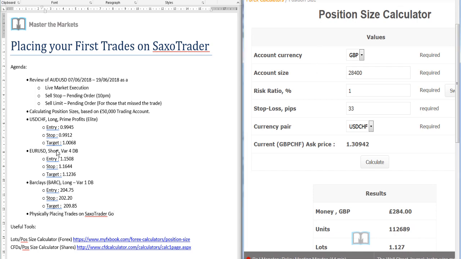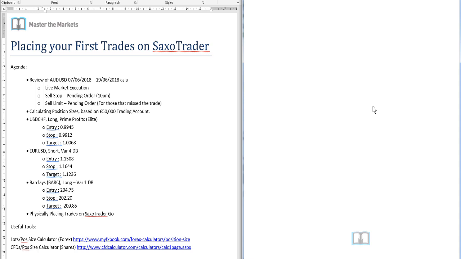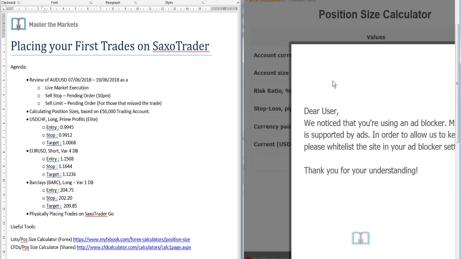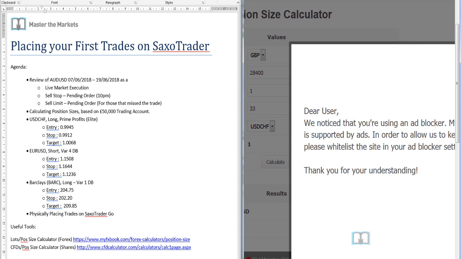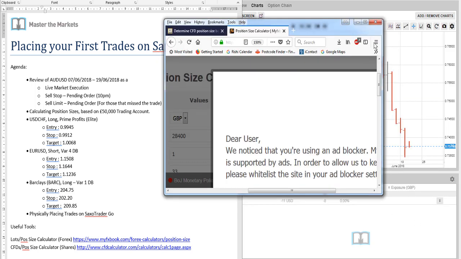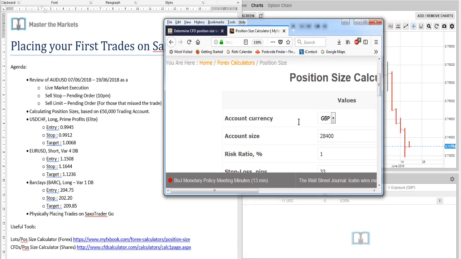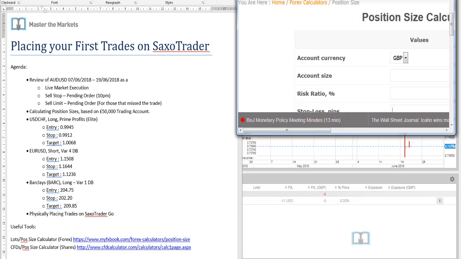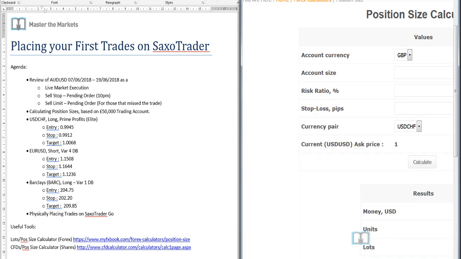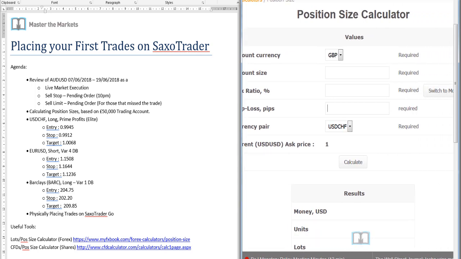Let's go to the position size calculator, and we can see that I'm going to just refresh this just there, and there we go. That will give us a nice blank screen. Let me just go ahead and close the little notice there. Continue. There we go. Okay, so let's clear out some of these values. In fact, what we'll do is just go ahead and there we have it. So we'll just move across here.